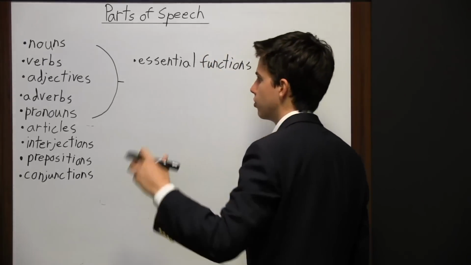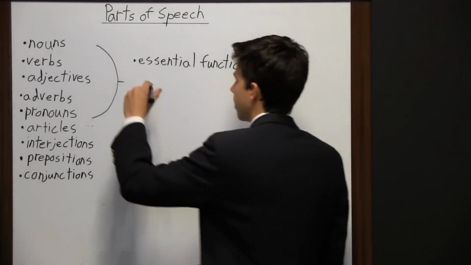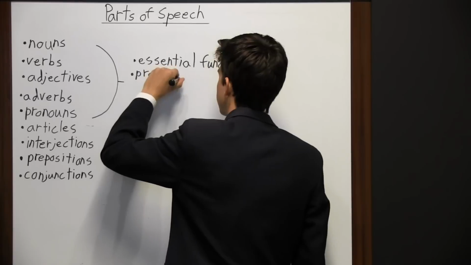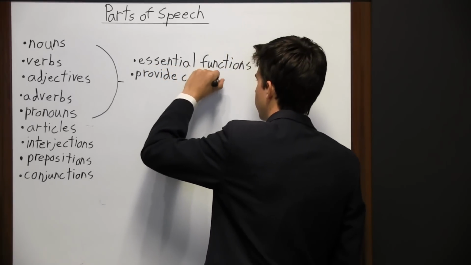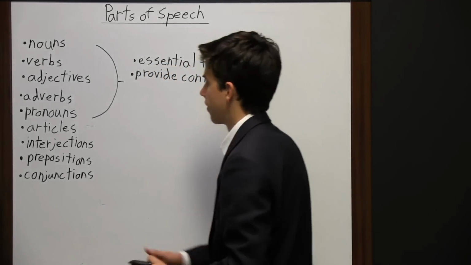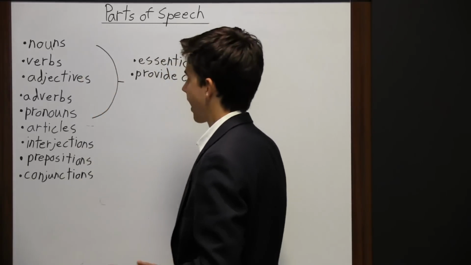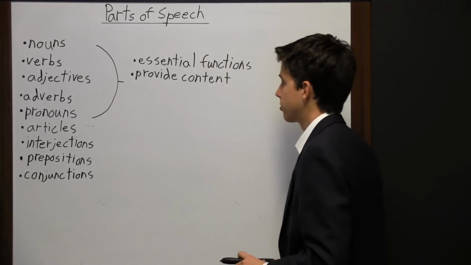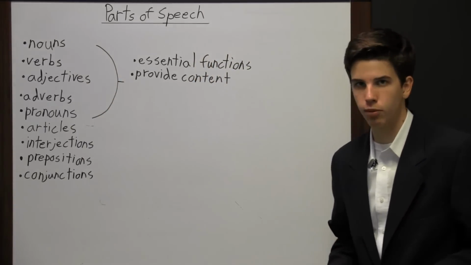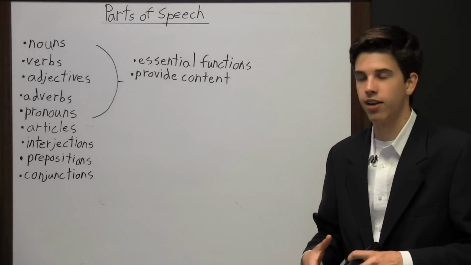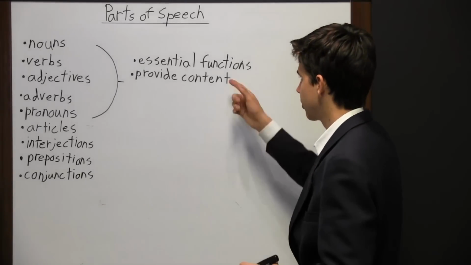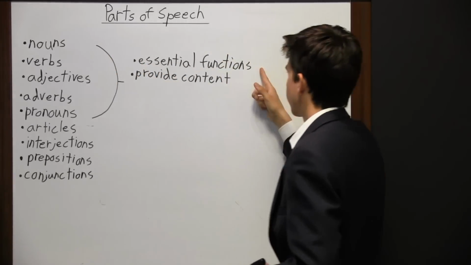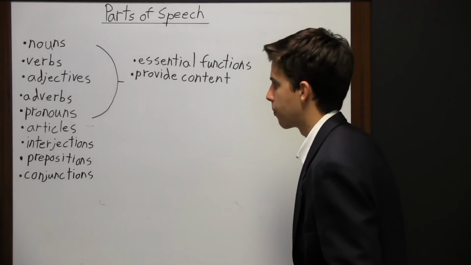In addition to performing essential functions, they also provide content. So they give the sentence its content, which makes sense because you have the nouns and the pronouns, which act as subjects, and then you have your verbs, which obviously act as verbs in the sentence. In every sentence, you need a subject and a verb, which gives you the topic of the sentence, and then the verb tells more about that topic. And so you can understand how these parts of speech right here perform essential functions and provide content.